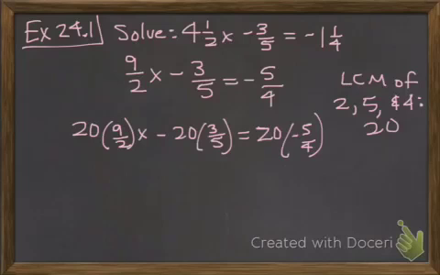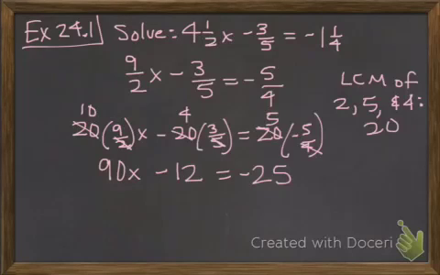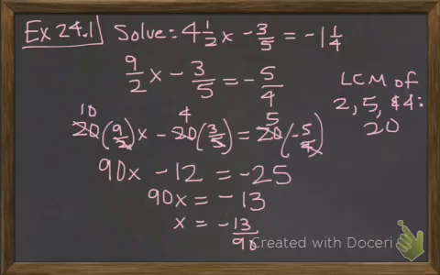And then we can cancel. So 2 goes into 20 10 times, and 10 times 9x is going to be 90x. 5 goes into 20 4 times, and 4 times 3 is 12, so it's minus 12. And 4 goes into 20 5 times. 5 times negative 5 is negative 25. Now the equation is much easier to solve. We add 12 to both sides, so we get 90x equals negative 13, and divide by 90, so x is equal to negative 13 over 90.